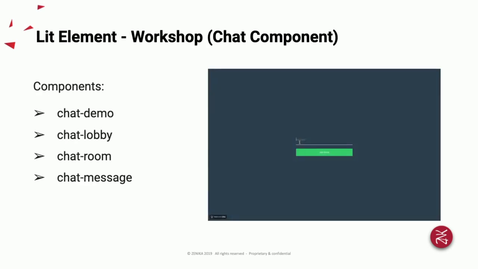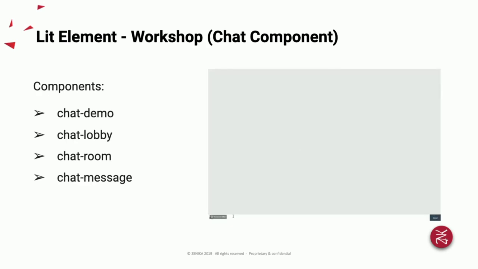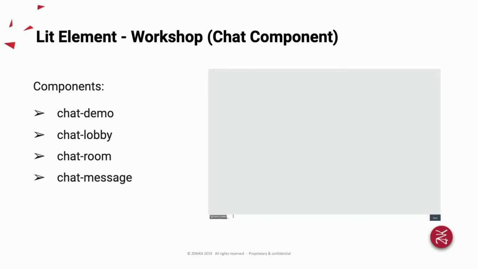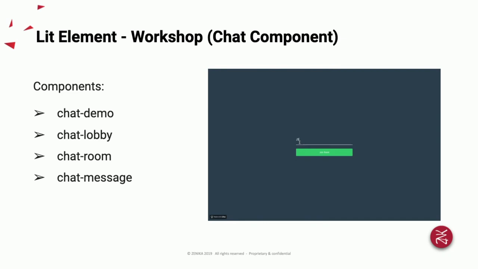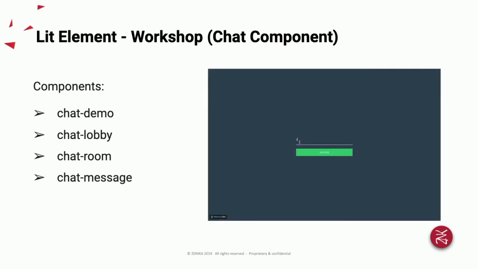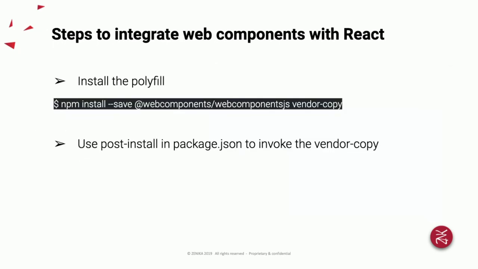So what we're going to do for today is build just a simple chat component. It has four components. The first one is the chat demo. This is the main component, or the entry point component. In this one, we will just need to identify whether we should show the chat lobby. At first we will display the chat lobby, then once we enter the username, we now see the chat room with the chat messages. So I think we can now start.